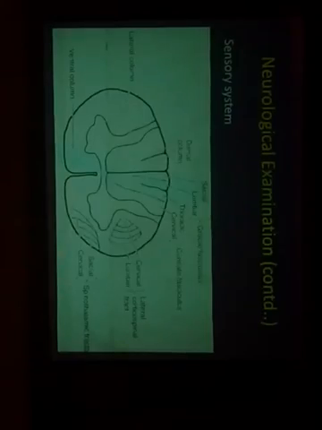Now, after the motor system, you go to the sensory system. You must remember this chart. This is important from your skill point of view. It is not uncommon to be asked to draw a diagram of the cross section of the spinal cord. Basically, remember these different tracts of the sensory pathway.